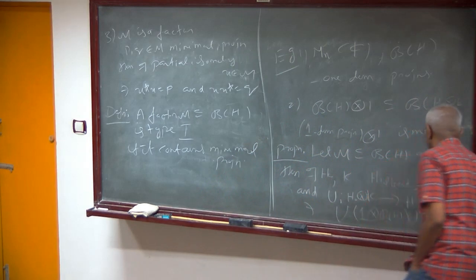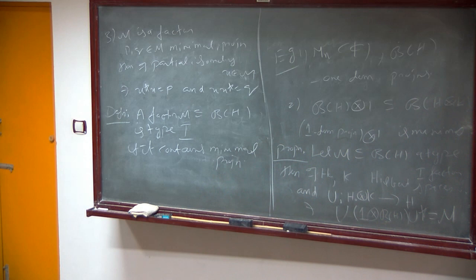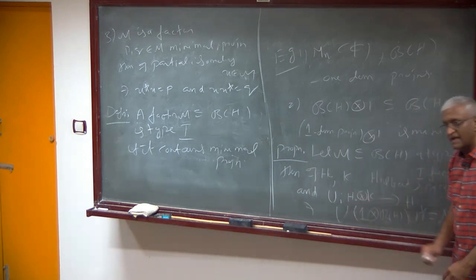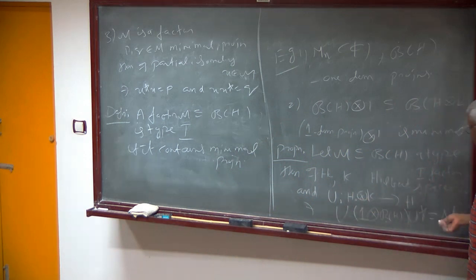So for the statement: M is a type I factor. Then H can be written as some H_0 tensor K, that's a unitary, and this M will look like 1 tensor B(H_0). So this is a very clear statement. We have a unitary, and the identification is through the unitary.